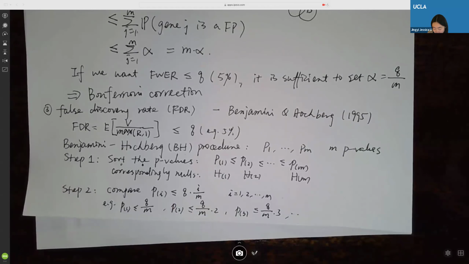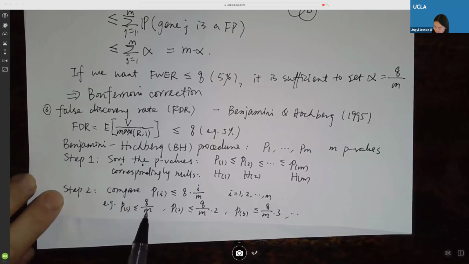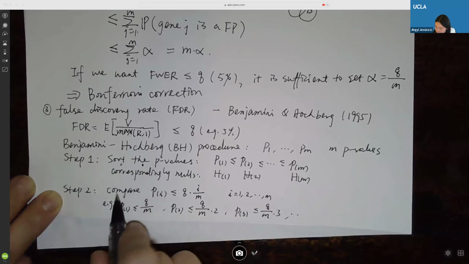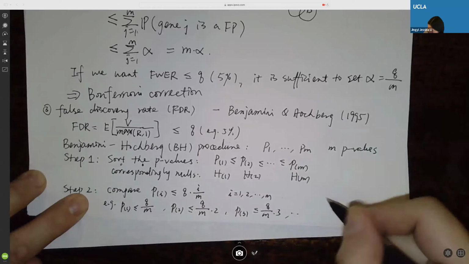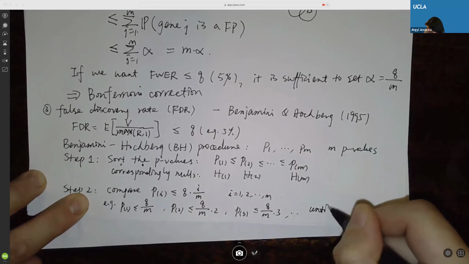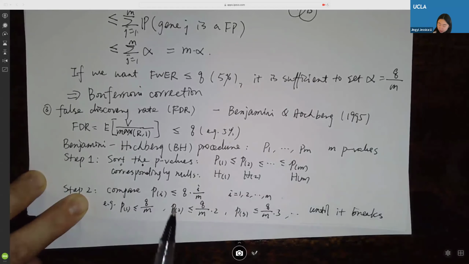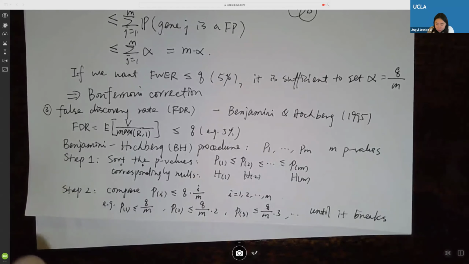So you're not comparing every p-value to this q over m very small threshold. That's why you are expected to find more discoveries using Benjamini-Hochberg than Bonferroni. So you do this comparison sequentially until it breaks. What it means is that this inequality no longer holds. So you stop whenever it doesn't hold.